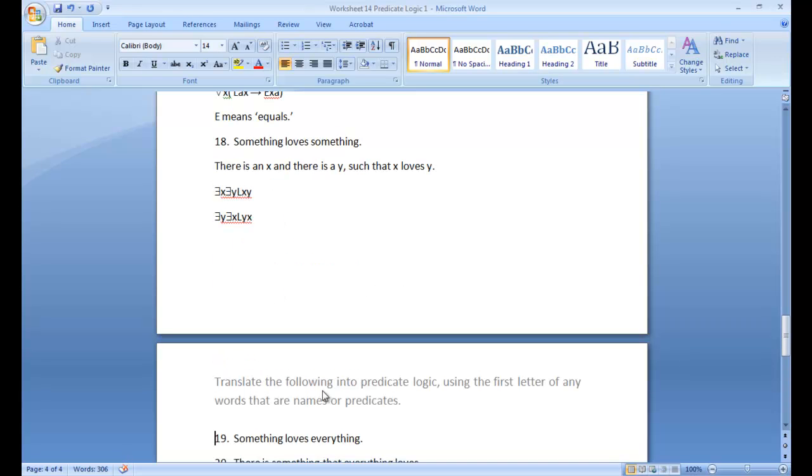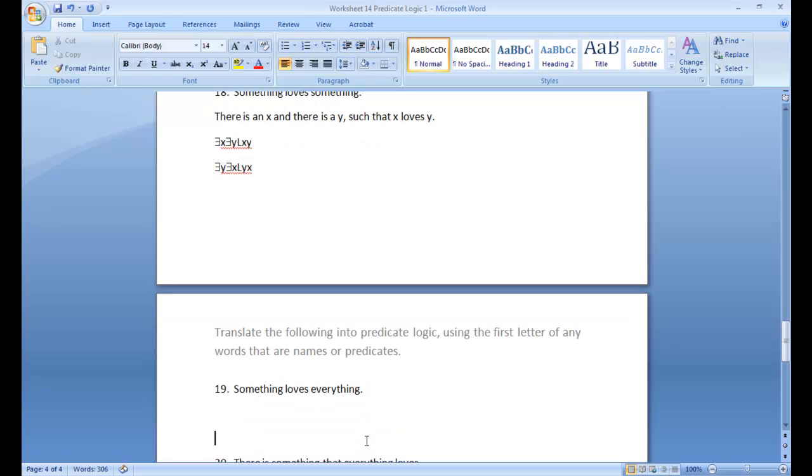What about something loves everything, though? How would we write that? Well, something loves everything says there is something that loves everything. So there exists an X that loves everything. So there exists an X such that for all Y, X loves Y. Okay, so there is something that loves everything. There is an X such that for all Y, X loves Y.